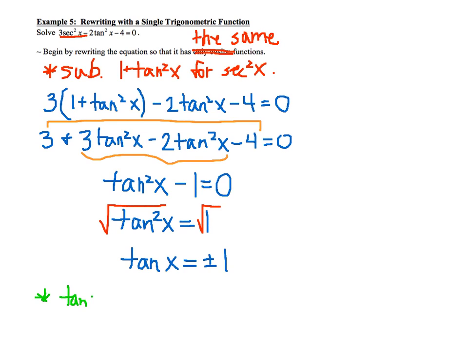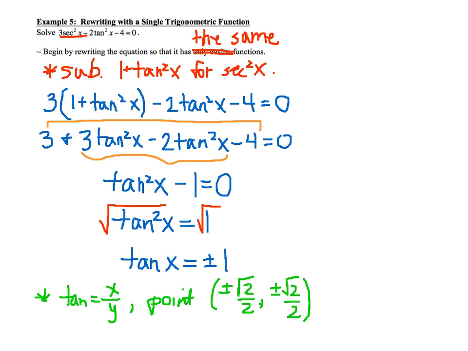y over x, so we need to find a point where x and y are the same so you can get a plus or minus 1. Well, that point is going to be where you have your x and y the same, which would be plus or minus radical 2 over 2 and plus or minus radical 2 over 2. So these are all listed as 4 points on your circle.